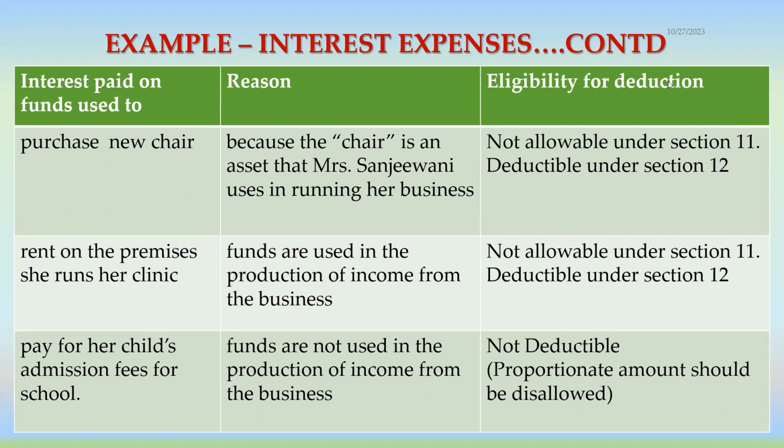Yes, you are very correct. And the rent, that is on the premises where she runs her clinic. So funds are used in the production of income from the business, but it is not allowable under section 11, but it is deductible under section 12. You know why? Because we have the most relevant section for the interest, that is section 12. Therefore, we have to go to section 12. And the last one is a personal use. So this kind of personal use is not allowable as a deduction. Therefore, we have to calculate it proportionately.